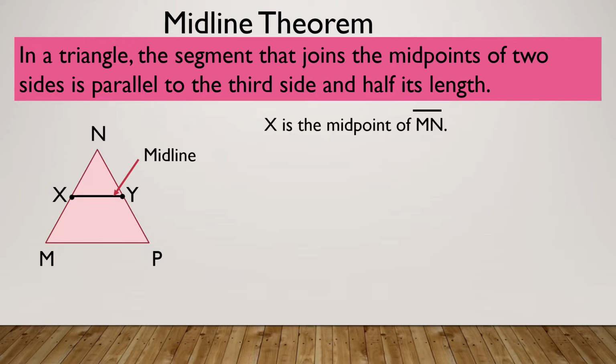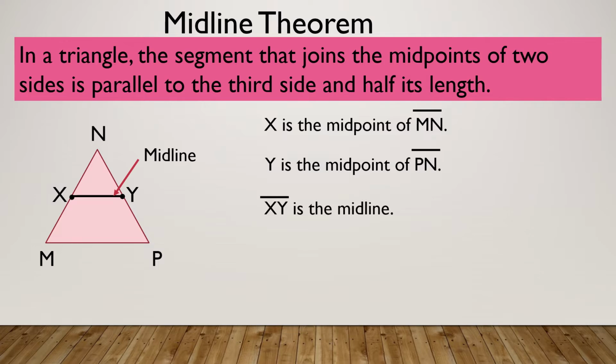Now, X is the midpoint of segment MN, and Y is the midpoint of segment PN. XY is the midline, and the length of XY is equal to half the length of MP. At the same time, XY is parallel to MP. So the midline is parallel to this side. Let's say that MP is equal to 8 centimeters. XY therefore is 4 centimeters because it's half of MP.